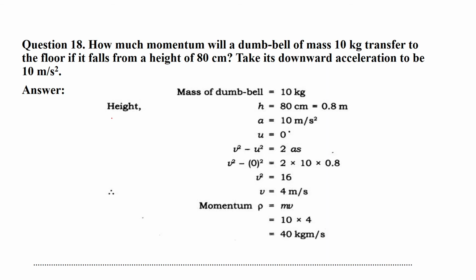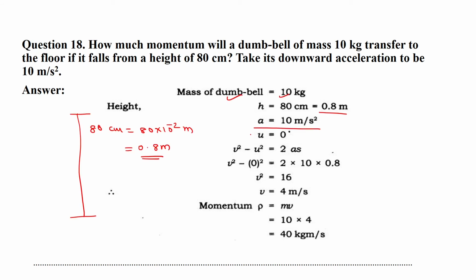80 centimeter means 80 into 10 to the power minus 2 meter, that is 0.8 meter. This is the height. And the dumbbell is falling from this height, 0.8 meter. Now, here the mass of the dumbbell is 10 kg, height is 0.8 meter. The acceleration is 10 meter per second square.